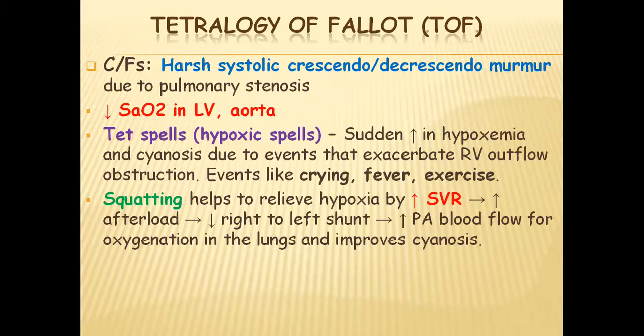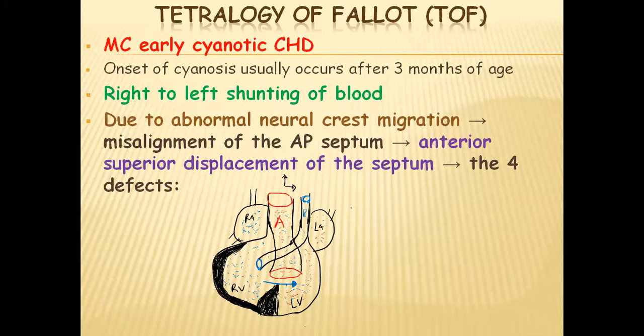What are the clinical findings that we can see in patients with Tetralogy of Fallot? Number 1, harsh systolic crescendo decrescendo murmur, and then this is due to the pulmonary what? Stenosis. And then number 2, they have a decrease in oxygen saturation in the left ventricle and also the aorta. Because if you look at the diagram, you can see that there's shunting of deoxygenated blood from the right ventricle into the left ventricle, thereby decreasing the oxygen saturation in the left ventricle, and also that's going to lead to a decrease in oxygen saturation in the aorta.